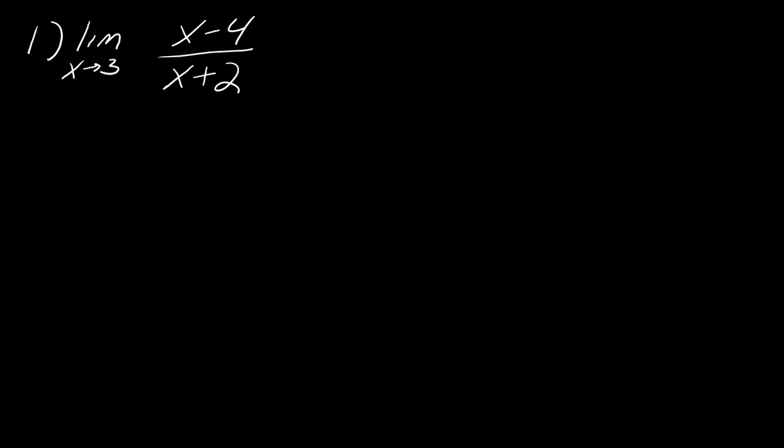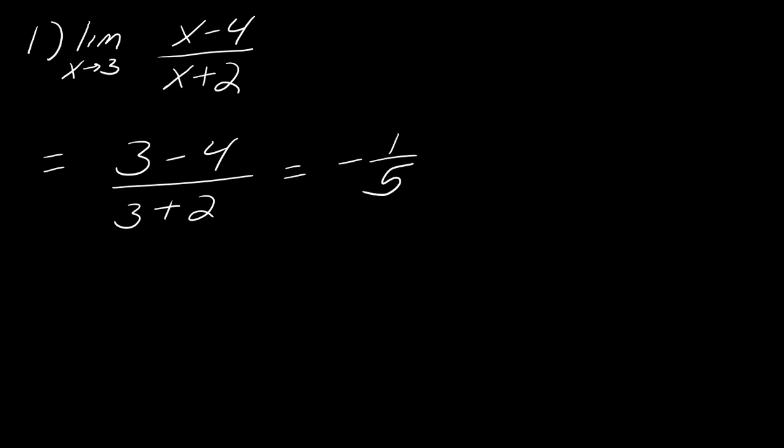Starting with number 1 here, this problem is simplified as much as it can possibly be. We've got the limit as x approaches 3 of x minus 4 over x plus 2. In this case, this is continuous at 3, so I can really just plug 3 in, no problem. And so I will get negative 1 over 5.